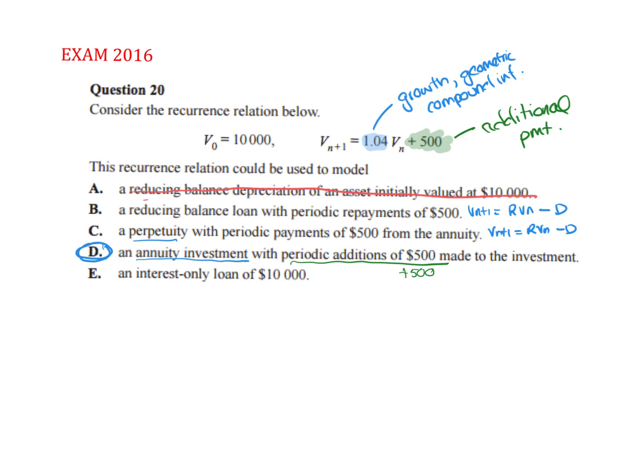And an interest-only loan of $10,000, it's definitely not a loan here because the payments are not getting deducted. But we'll learn about those. There are other things we're about to learn about.